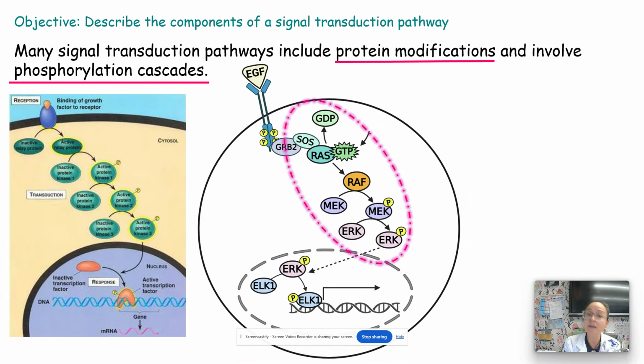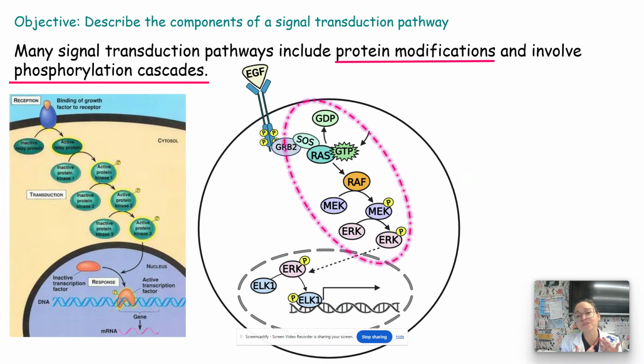On the intracellular portion of that protein receptor, it's going to change shape, and that can activate a relay protein to then further cause changes within the cell. A lot of the changes within the cell in the transduction step rely on protein modifications and phosphorylation cascades. So a key type of protein in this is called a kinase. And kinases are responsible for phosphorylating other molecules.